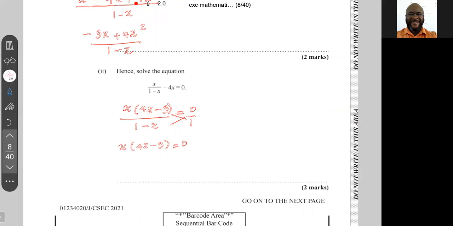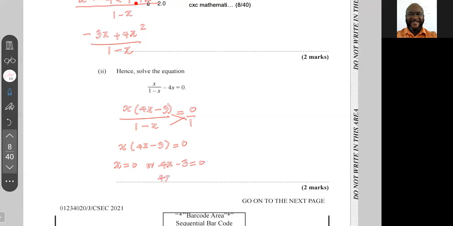So guys, now I'm multiplying two things and I'm getting 0. If you're multiplying two things and you're getting 0, so here we have x multiplied by 4x minus 3 is equal to 0. If you are multiplying two things and you're getting 0, it is either the first one is equal to 0 or the second number is equal to 0.